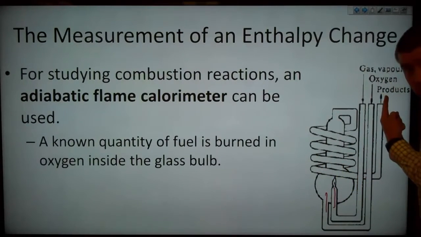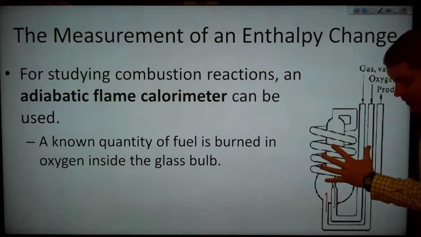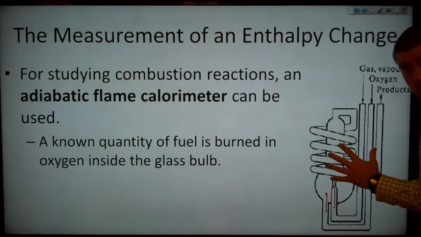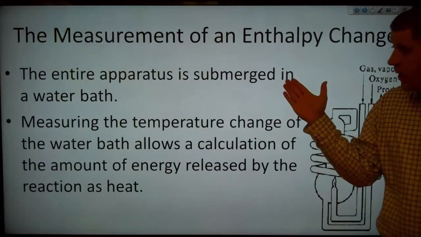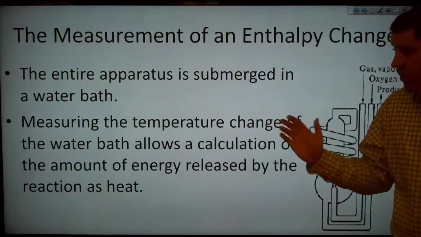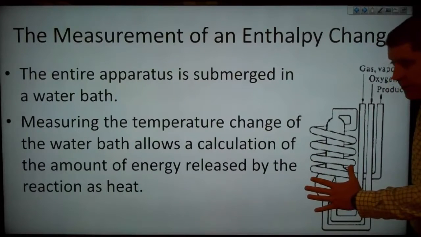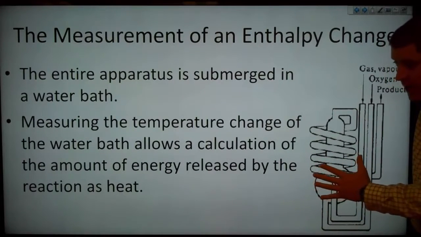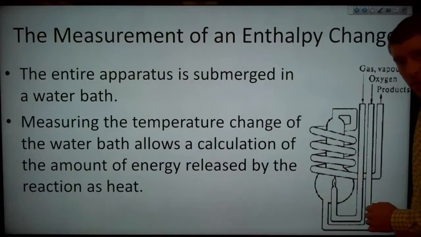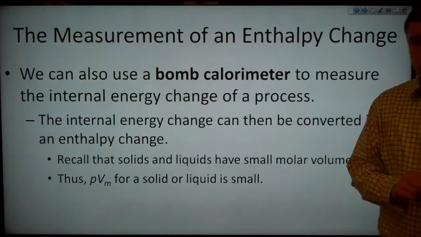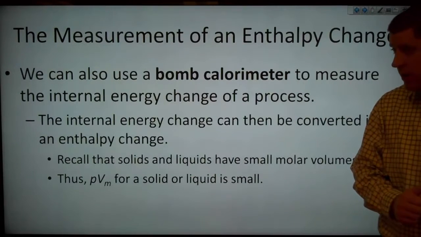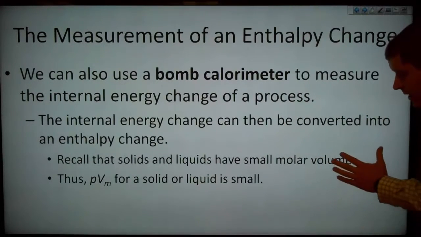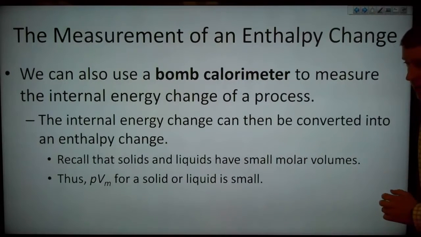We allow that combustion reaction to occur, and as the gas comes out, it then flows around here before flowing out as exhaust, and we capture that heat perhaps in something with a larger heat capacity like a water bath, and then we measure the temperature change of that water bath. So again, the entire apparatus is submerged in a water bath, and we measure the temperature change of the water bath to allow us to calculate the amount of energy released by the reaction as heat. Alternatively, we could use a bomb calorimeter to measure the internal energy change of that process. The internal energy change can then be converted into an enthalpy change.